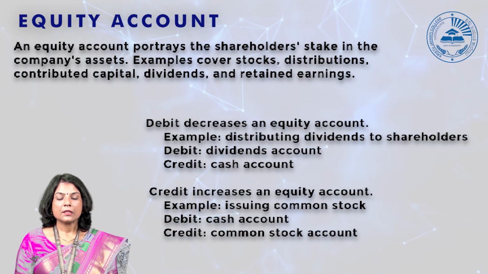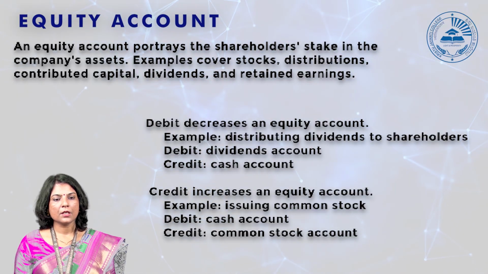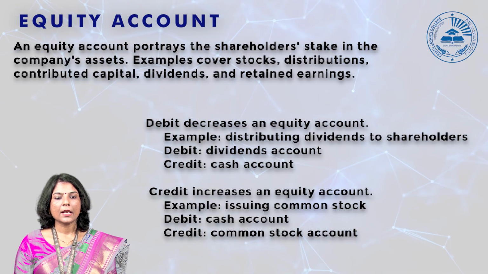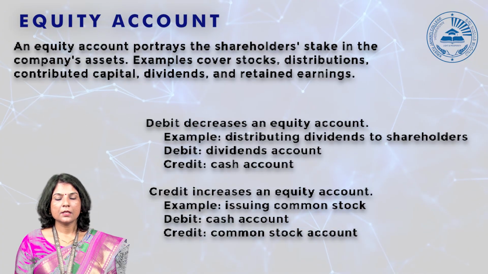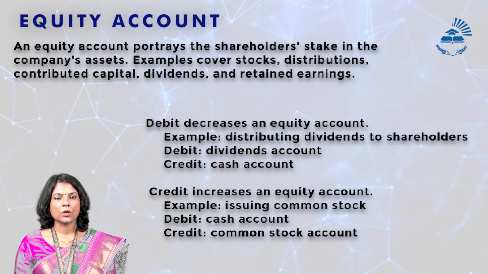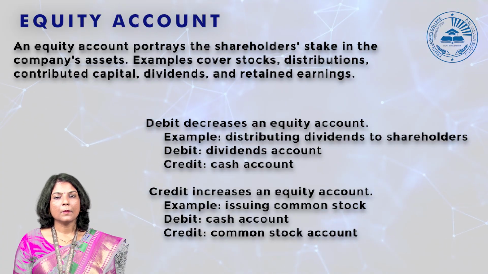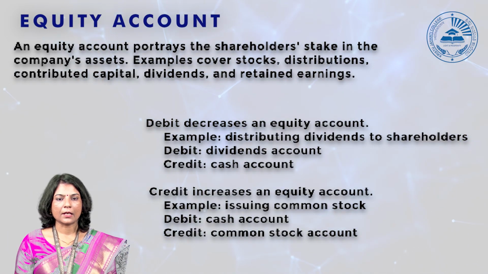Next, the company may start issuing stock or shares to its shareholders. Then the entry will be: debit the cash account and credit the common stock account. In the same way, another type of account is the revenue account. Revenue reflects the amount of money generated from operating and non-operating activities.